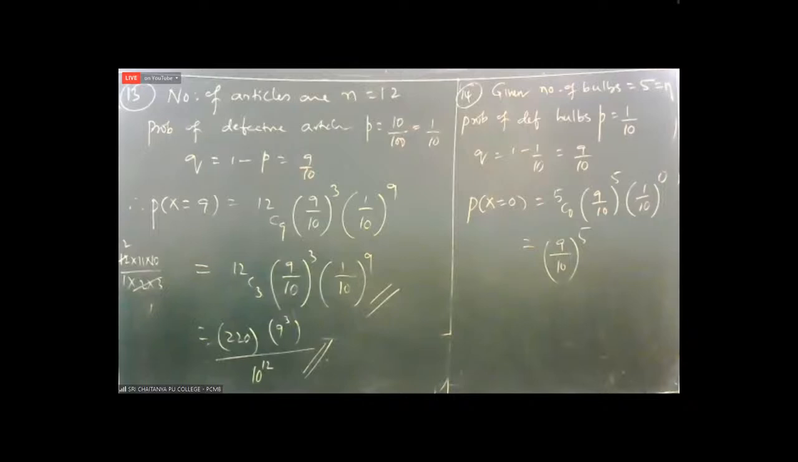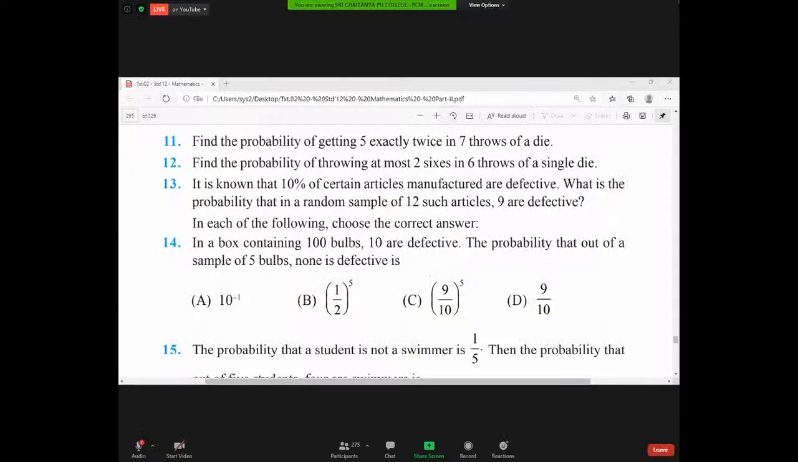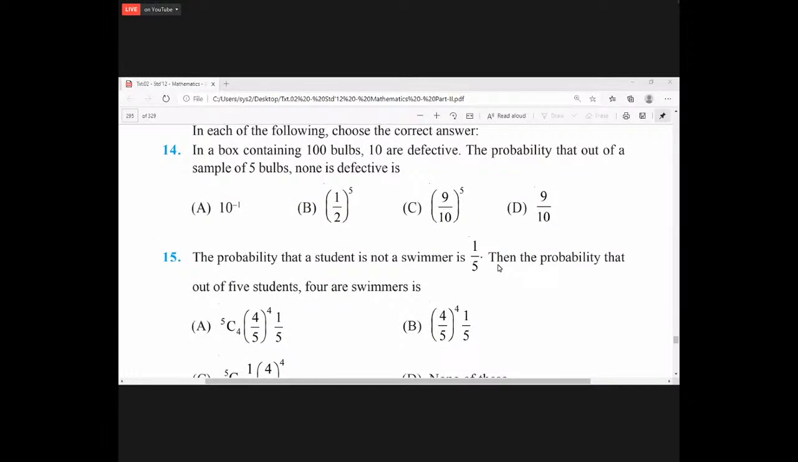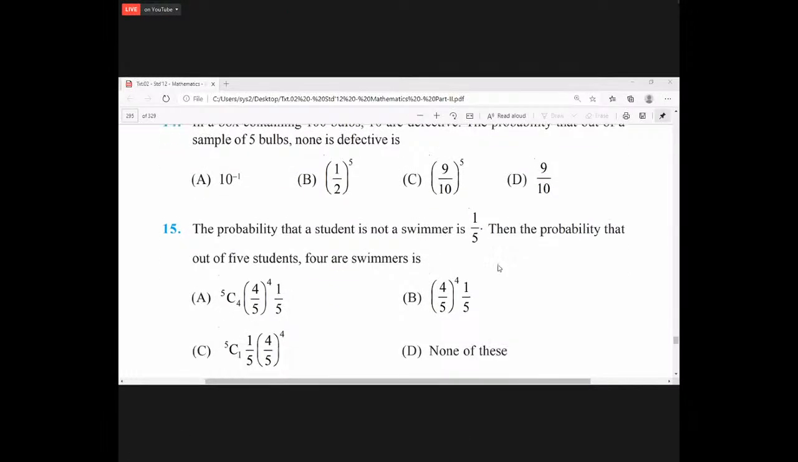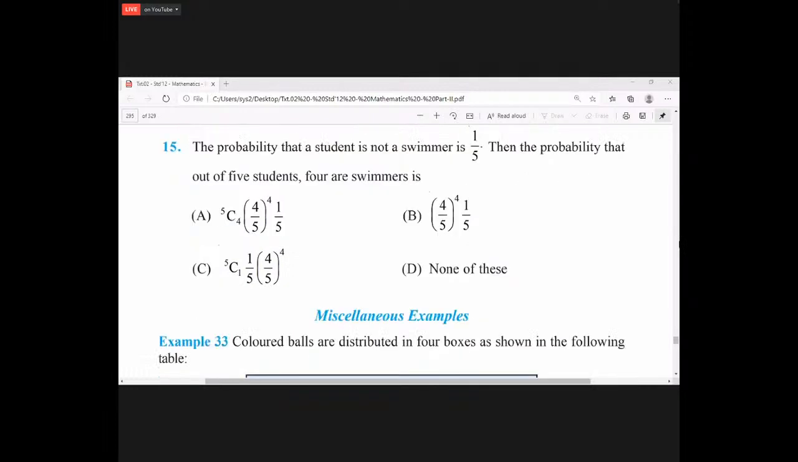Problem number 15, the last problem. The probability that a student is not a swimmer is 1 by 5, means Q is equal to 1 by 5. Probability of failure is Q. Therefore, Q is equal to 1 by 5. P is equal to 1 minus Q, which is equal to 4 by 5.